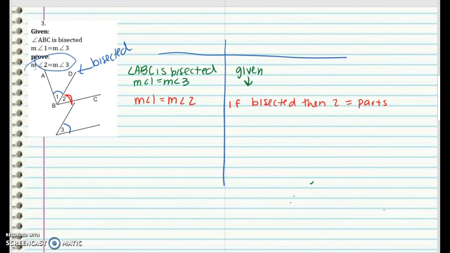And now, conveniently, all you have to really do is focus on your substitution. So angle 1 equals angle 3, and angle 2 equals angle 3. So you can do a little substitution here and say that.